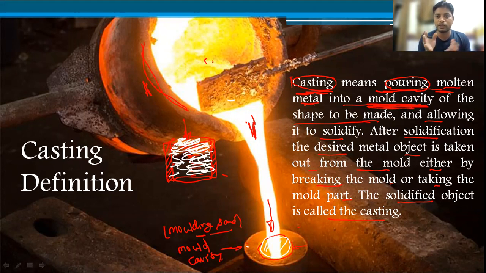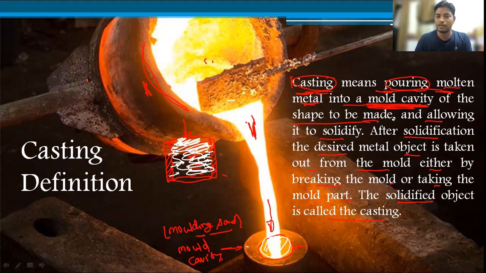So we have to remove this casting. If it is a single pattern, a single casting, we can just turn it around 180 degrees and break it out. If it is not coming out, we can hammer it from the outside. If it still cannot come out, then we just break the mold.